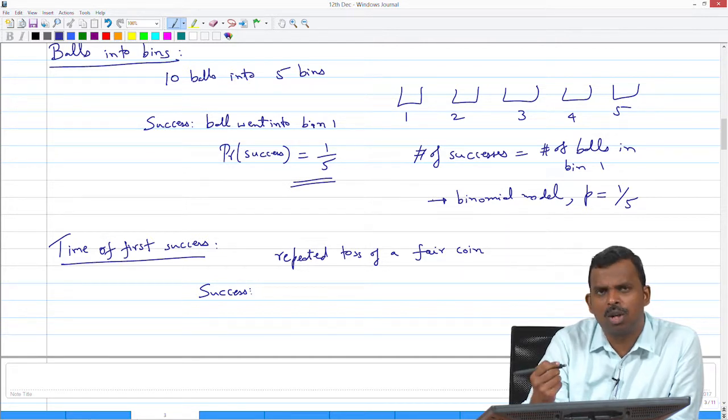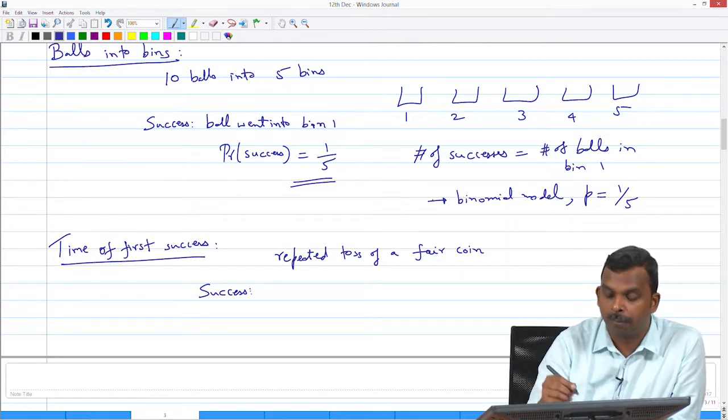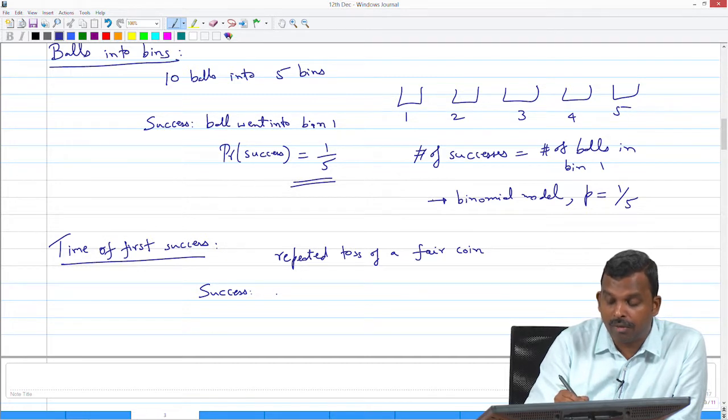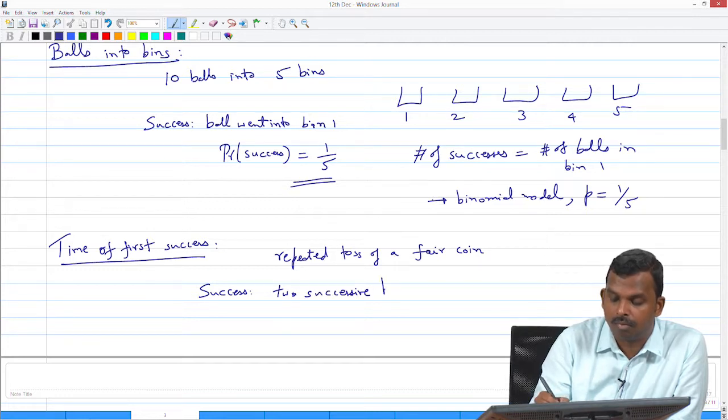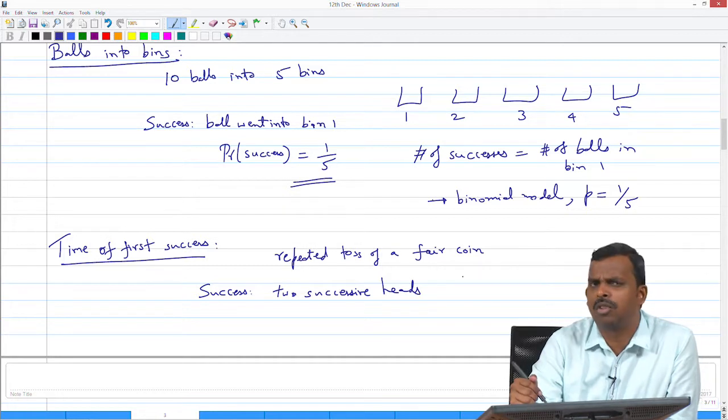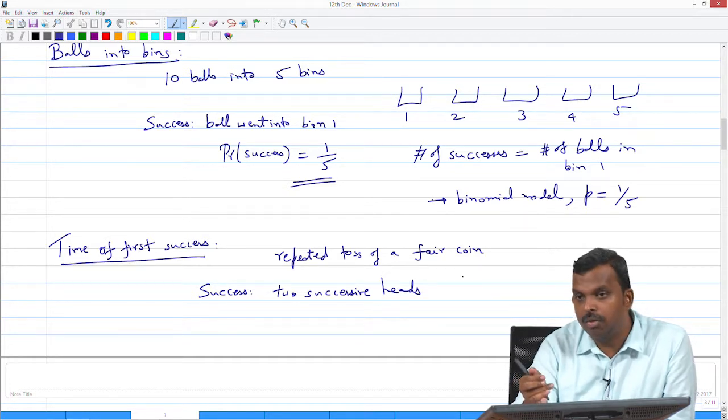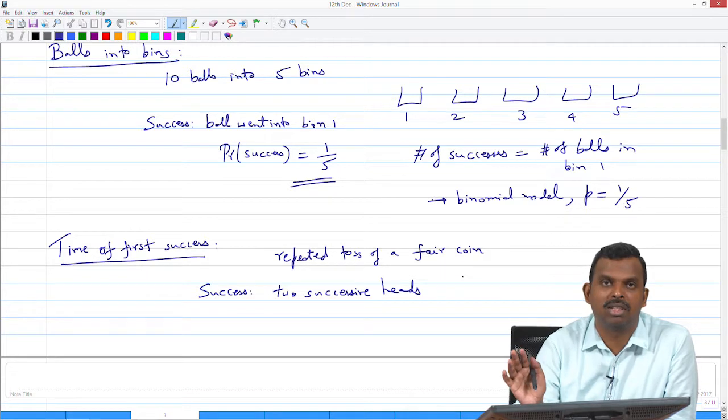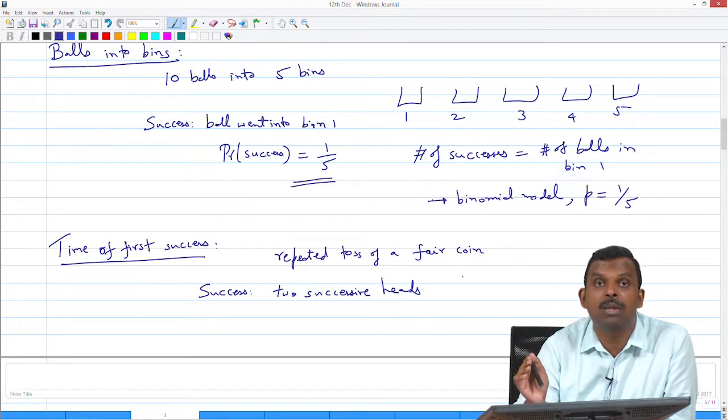So, I am going to talk about a model here which is slightly more intriguing and more difficult. Success I am going to define as 2 successive heads. This model for success you can immediately see is a little bit more complicated. So, what do I mean by 2 successive heads? I keep tossing a coin, and if I get 2 heads in a row I can stop, I have succeeded. So, the kind of question I would ask is what is the probability that the first time 2 successive heads come is at a particular position.